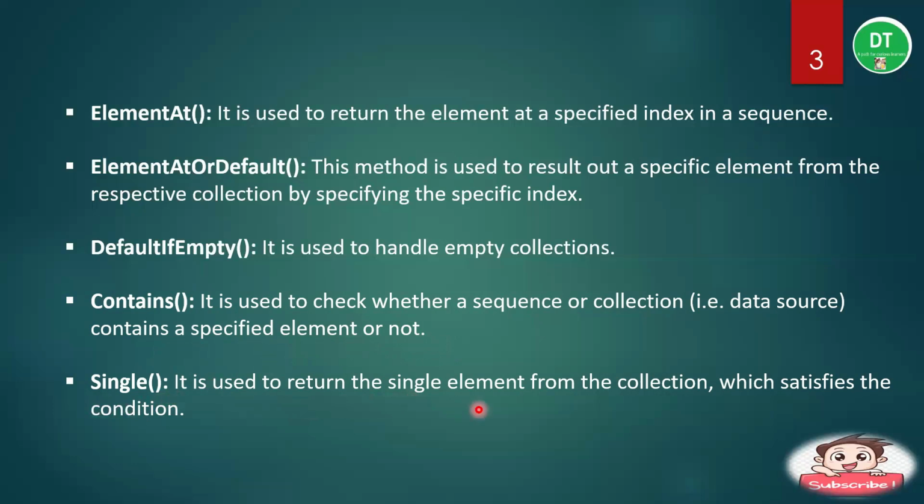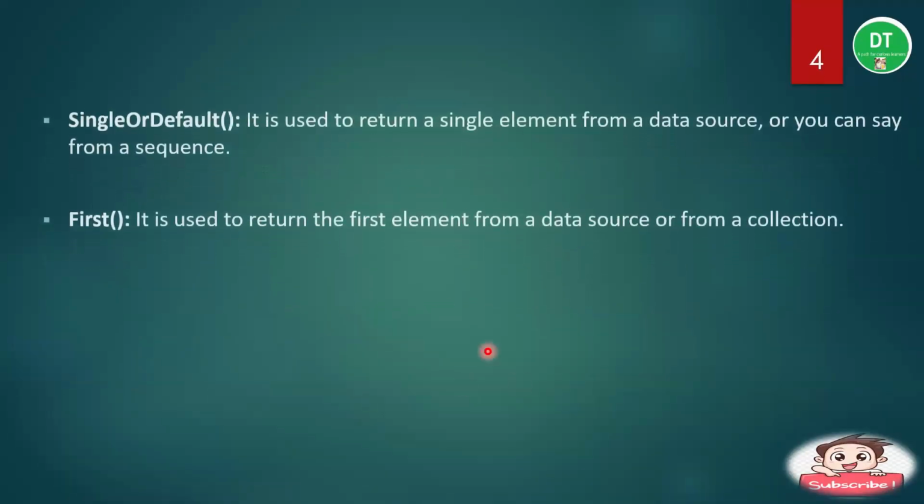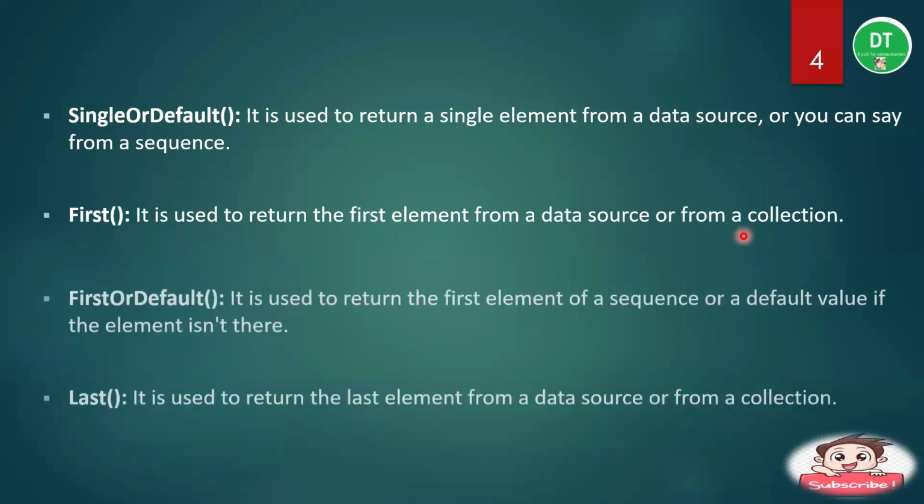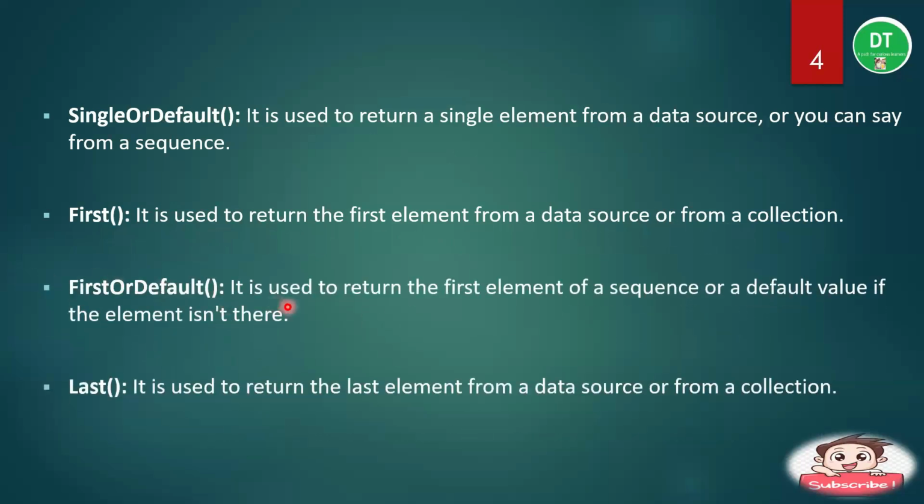Single. It is used to return the single element from the collection which satisfies the condition. SingleOrDefault. It is used to return a single element from a data source, or you can say from a sequence or collection. First method. It is used to return the first element from a data source or from a collection. FirstOrDefault. It is used to return the first element of a sequence or a default value if the element isn't there.